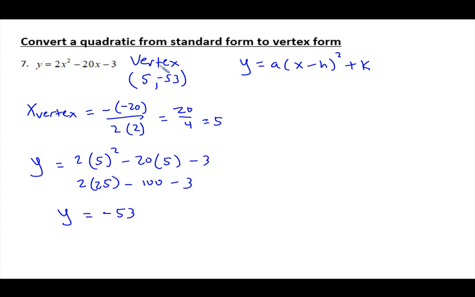So now that we have the vertex, all we have to do is plug the vertex into vertex form. Now remember, the vertex is the h and the k value, right? So we have y is equal to, now we already know the a value. Remember, a is right here, right? A, B, C, right? A is right here, a is 2. So we know a is 2. Now, if you remember the x value of the vertex, when you write it into vertex form, you have to do the opposite sign. So if it's positive 5 here, we have to put x minus 5, right? Squared, and then the k is negative 53.